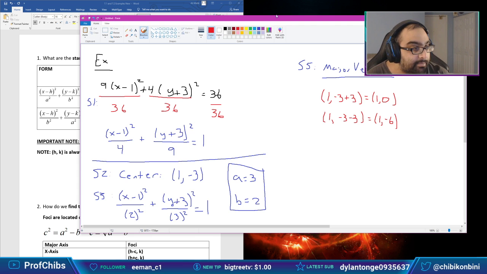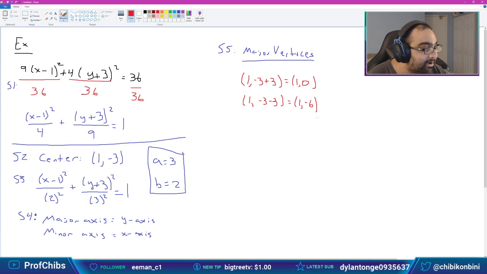Oh, you're talking about, okay. All right. If you're talking about that part, so understand what the major axis is. There's a purpose, like I said. In step 2, you identify the center. In step 3, you identify what A and B are. And in step 4, you identify the major and minor axes. All those 3 pieces put together, Brian, determine how you do step 5, which is your major vertices.